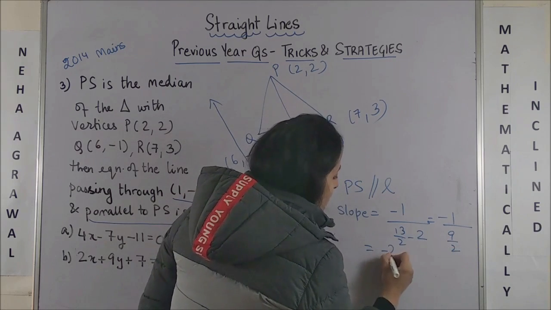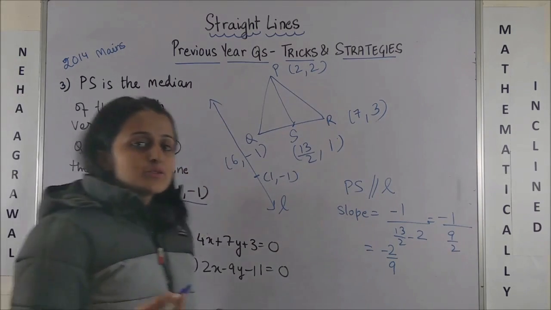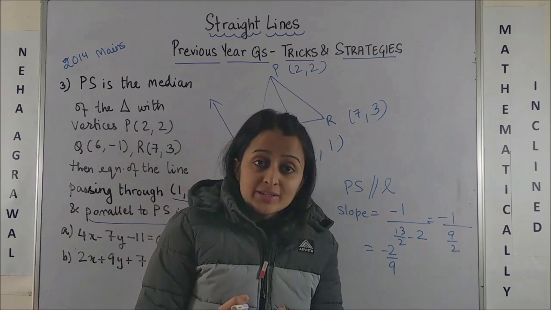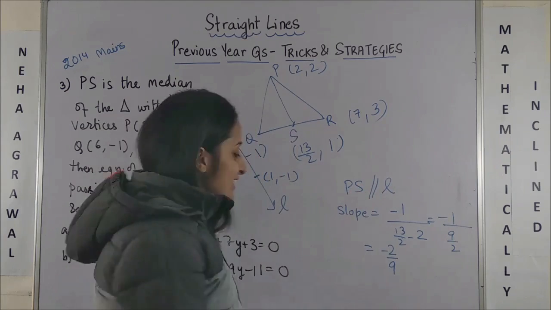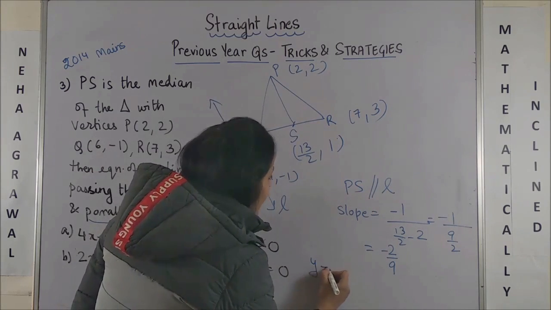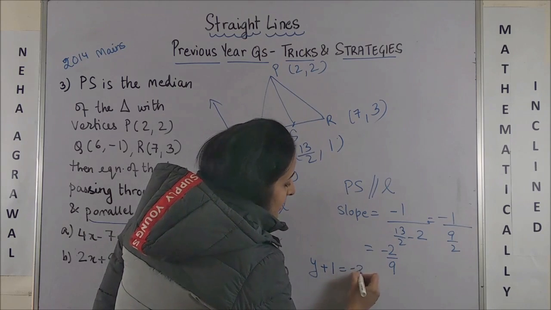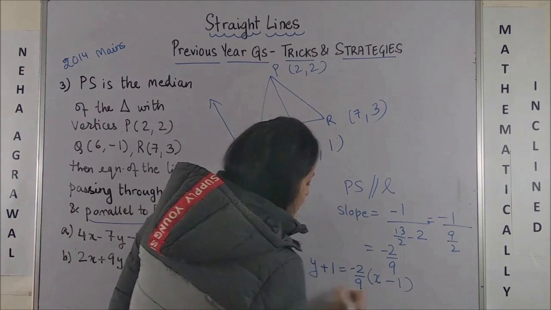So in short, minus 2 by 9. So that means the slope of this is minus 2 by 9. Now, the equation of a line where the point it is passing through is given and the slope is given, you all know the direct formula. It says y minus y1, that makes it 1 here, is equal to m times x minus, and the point here, x1.